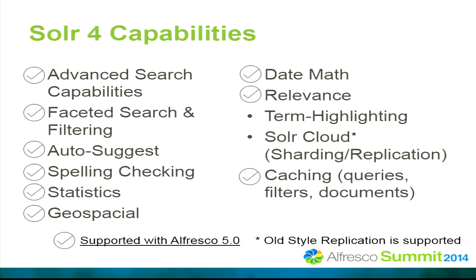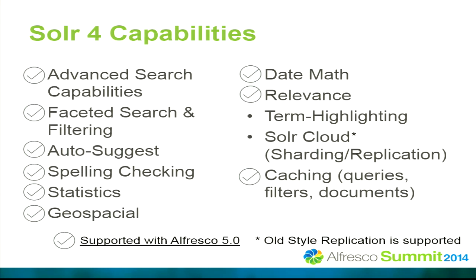Solr 4 has some statistical capabilities. We've made sure that the schema changes can make use of those. It does have geospatial searching, so the ability to search based on locations, which we are ensuring that we'll be able to make use of. I'll talk a little bit about what's actually exposed a bit later on. It has date maths, improvements around relevance, but there are a couple of areas that we're not going to be supporting immediately with the 5.0 release. And the two main areas there are term highlighting and Solr Cloud.